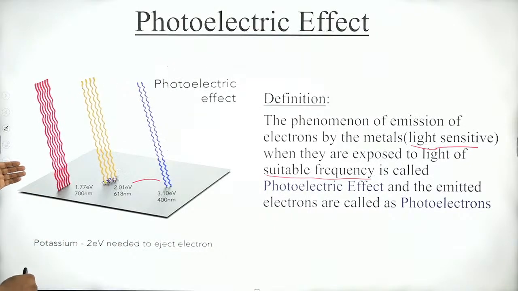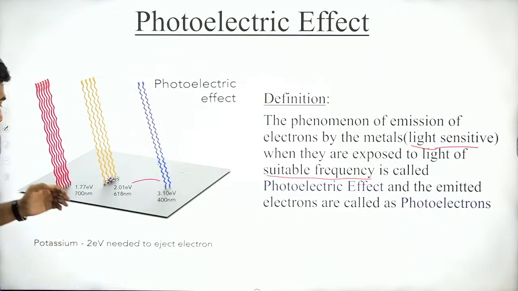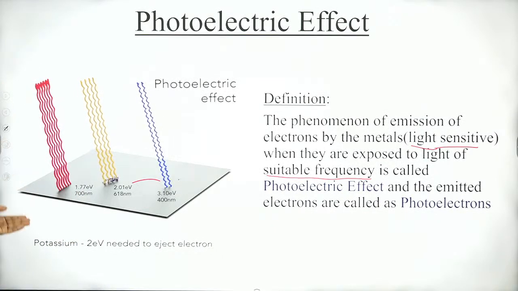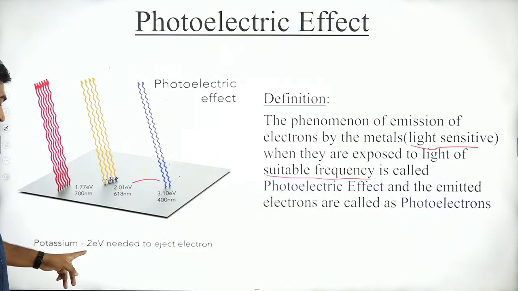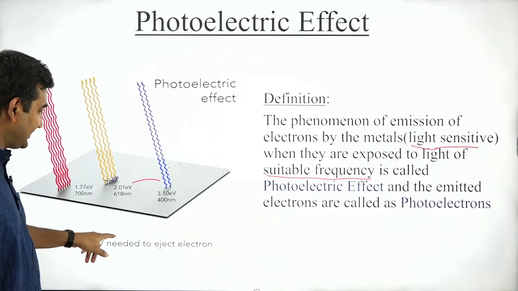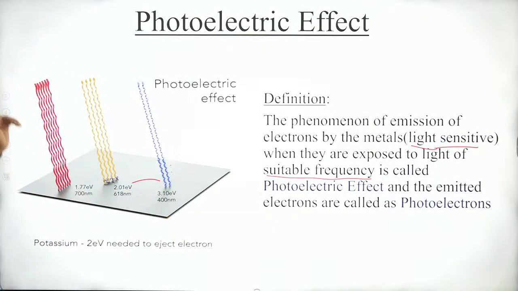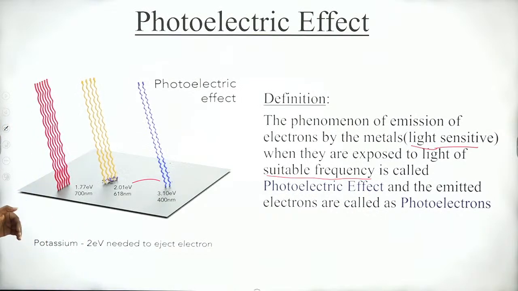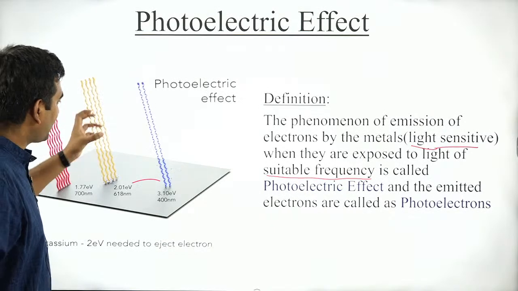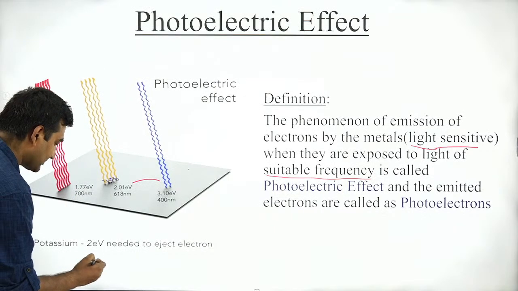I hope you are able to see the diagram. Here potassium is the metal taken, and the data is written: 2 electron volt of energy is needed to eject the electron. And 3 types of radiation, 3 types of light energy, are getting passed. One looks red in color, one is yellowish-green, and one is blue in color. Now you can see the minimum requirement was 2 electron volt.